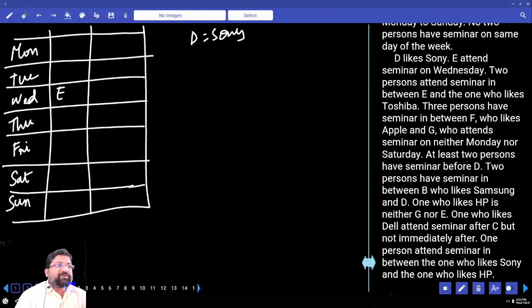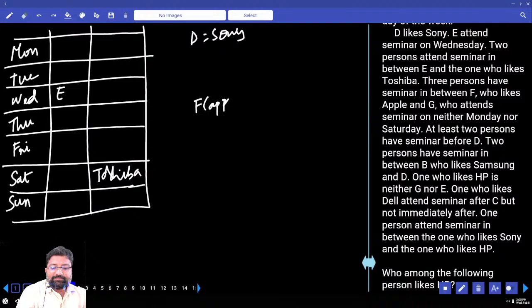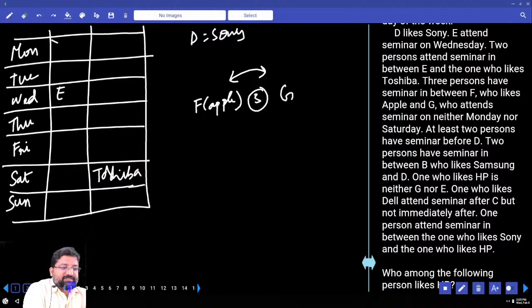Is it possible before E? No. It should be after E. Toshiba. Next. Three persons attend the seminar between F who likes Apple and G, who attends the seminar on neither Monday nor Saturday. Three people between F, who likes Apple, and G. So Monday is not for G, and at the same time Saturday is also not for G. Next line.